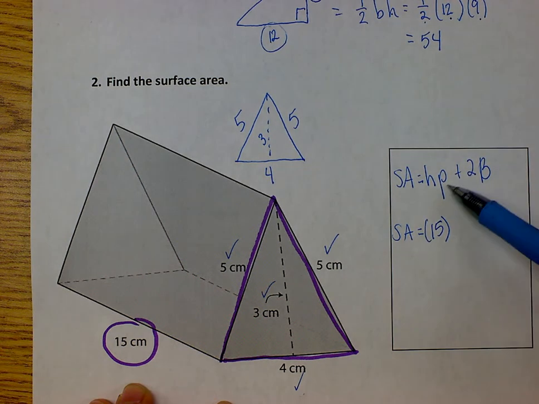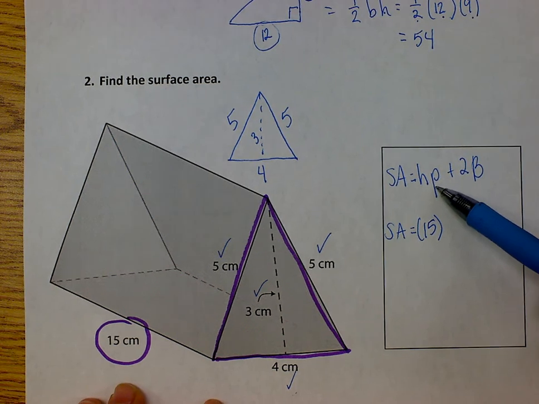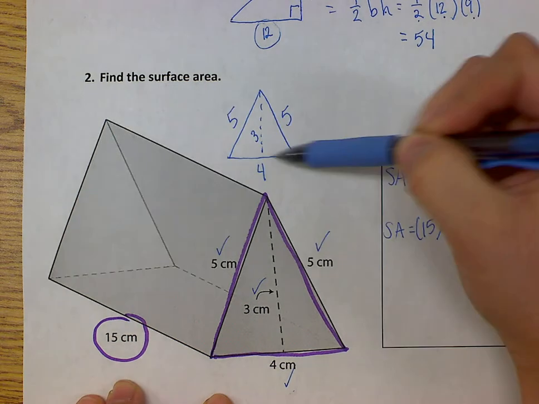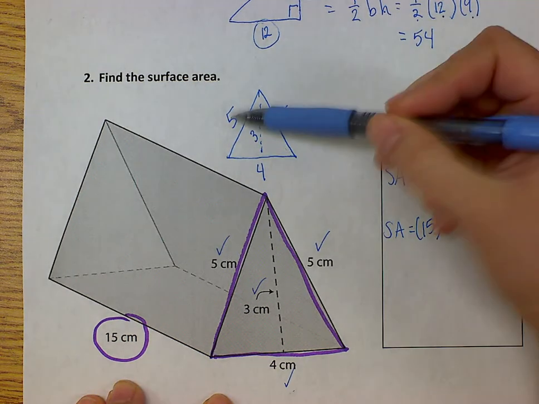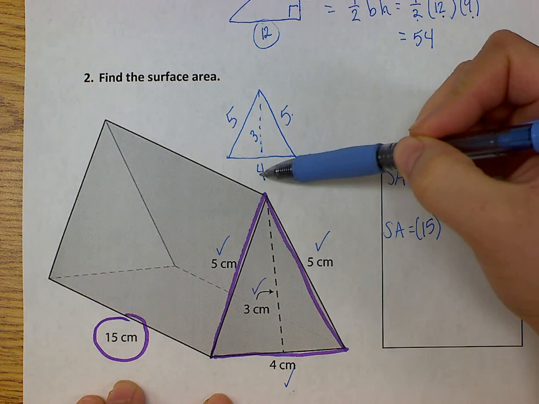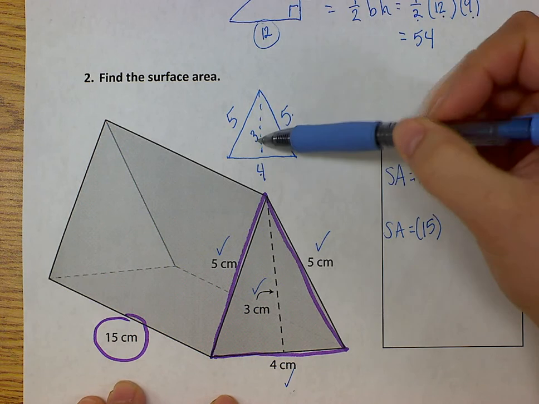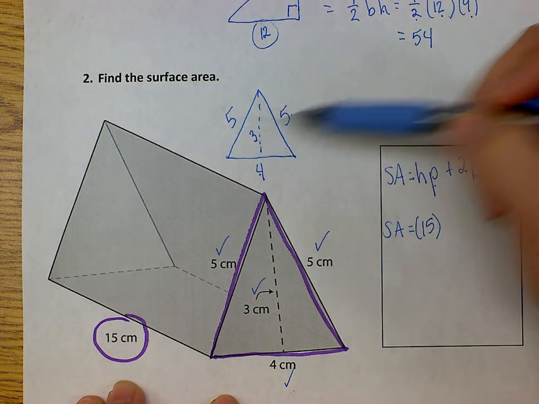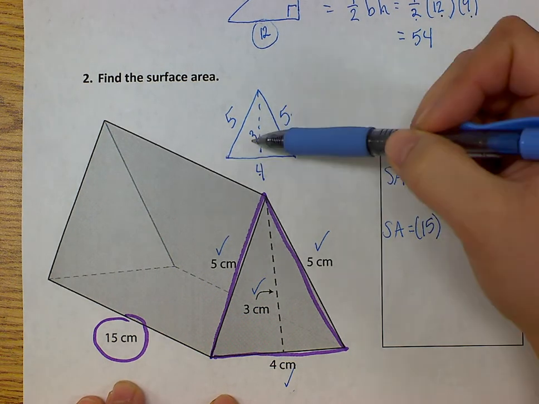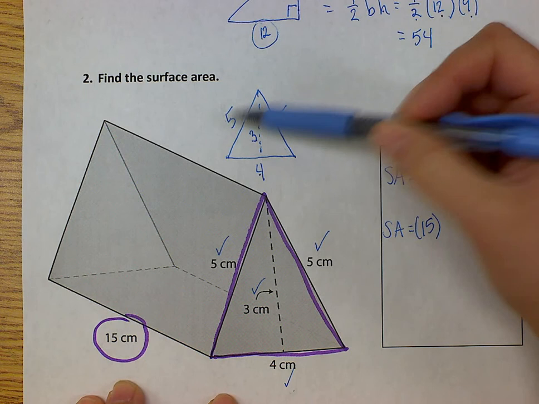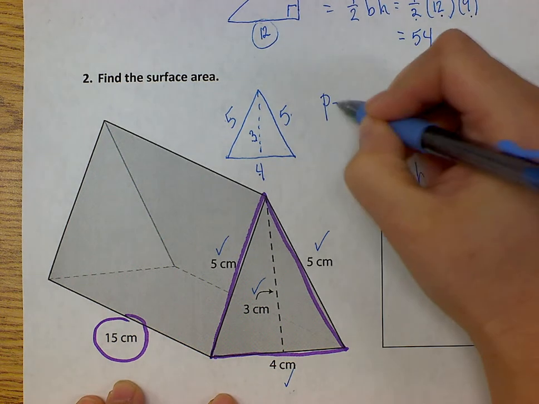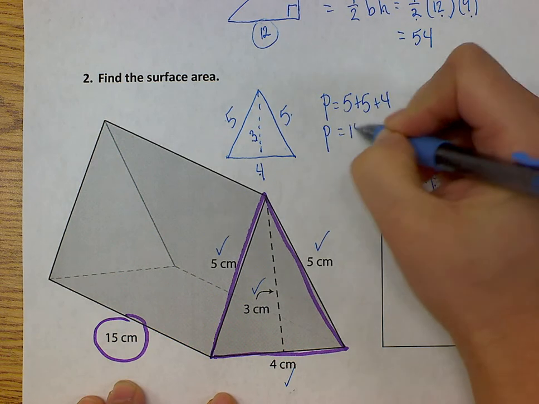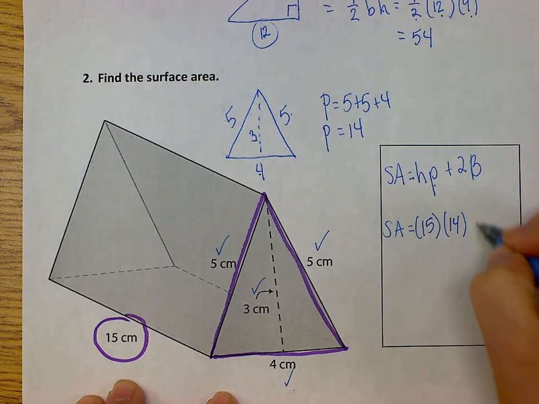Perimeter, you guys remember from the last unit, is adding up all the sides. Looking at our base, our triangle, I'm going to add up the outside numbers. 5 plus 5 plus 4. Think to yourself, should I add the 3 or should I not add the 3? I know that perimeter is the outside numbers, so I'm not going to add the 3. So the perimeter is 5 plus 5 plus 4, which is 14. I'm going to place that here in my formula.